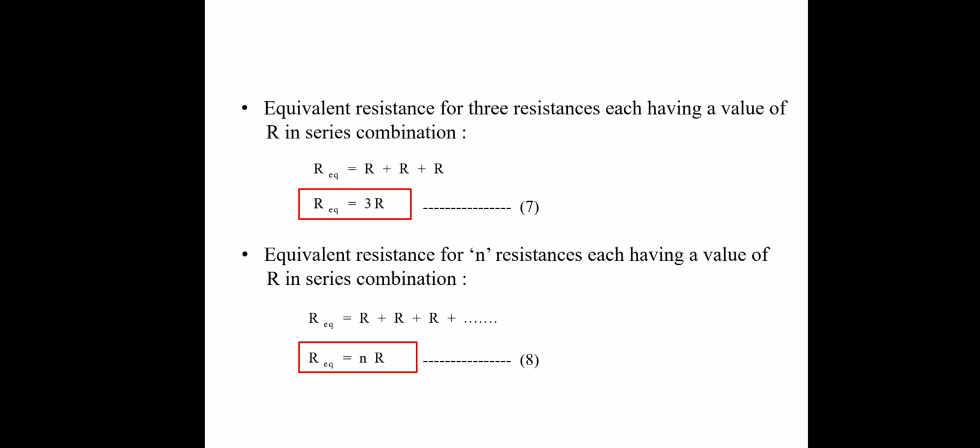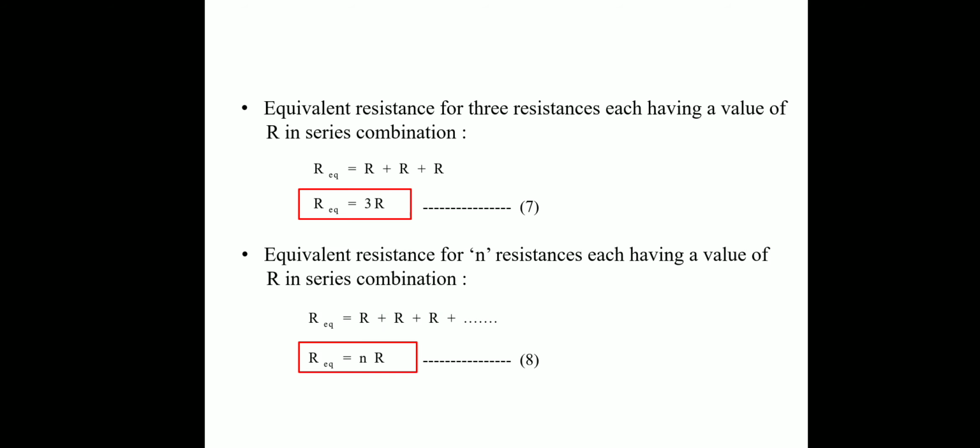So equivalent resistance for a series combination is easy to calculate, which is nothing but n times the resistance of each resistor. Very important is the value each resistor has. If all of them have the same value, we end up getting this. If all the resistors have different values, then we should add R1 plus R2 and so on, like 100 values.